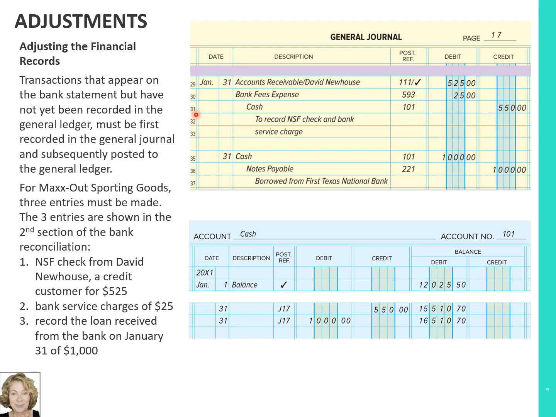In addition, we received a loan from First Texas National Bank for $1,000, which hasn't been recorded. We debit cash for $1,000 and credit notes payable.